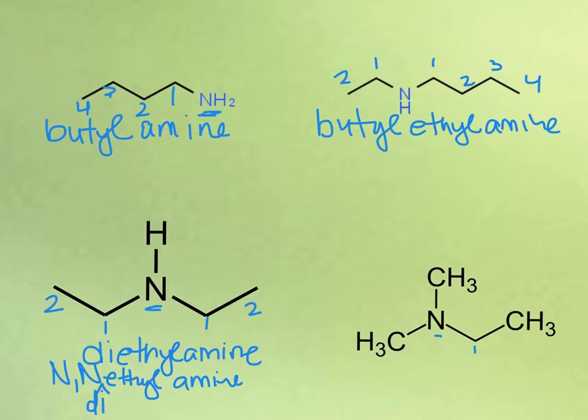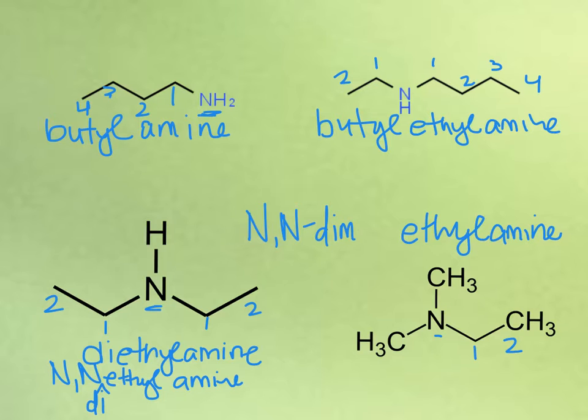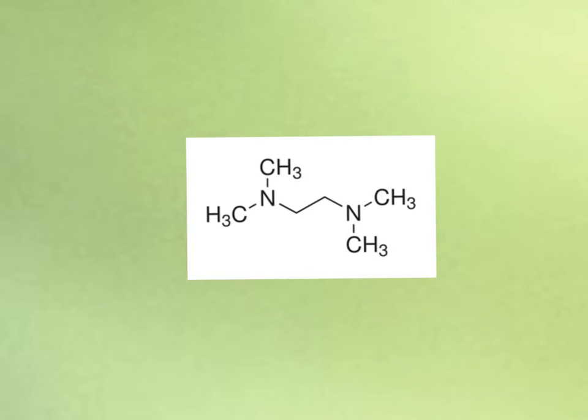On the right, our last one, we see that this nitrogen has 3 things attached to it. So we're going to call this our chain. We have a 2-group chain, and this one would be our ethylamine. So we'll go ahead and start that name, ethylamine. And on our nitrogen, we have 2 methyls. So we have N,N-dimethyl ethylamine. N,N-dimethylethylamine.